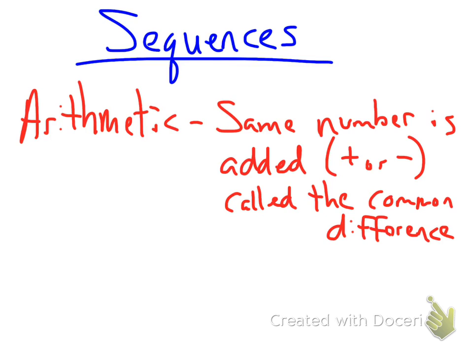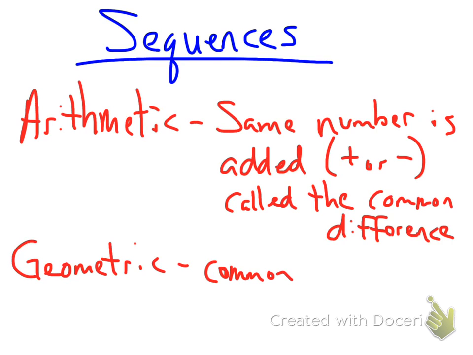The other type of sequence we're going to look at is called geometric. And with the geometric, there is a common multiplier. Now, if we have a list of numbers that does not have either the same number being added or the same number being multiplied from one term to the next, then it's neither arithmetic nor geometric. So let's look at an example.